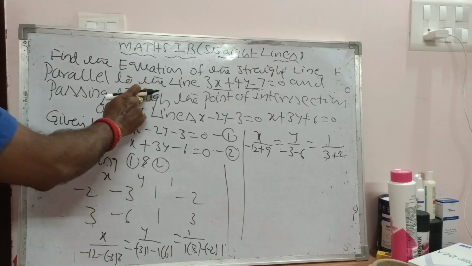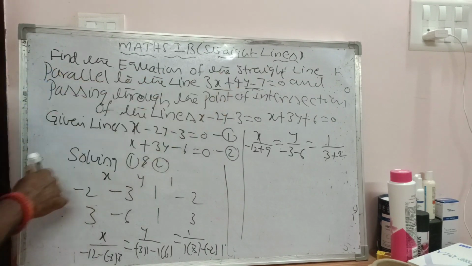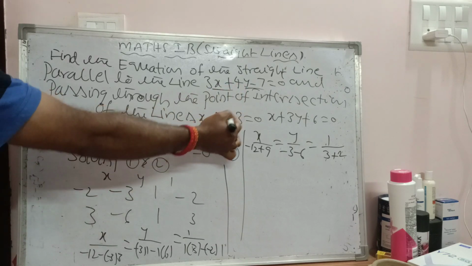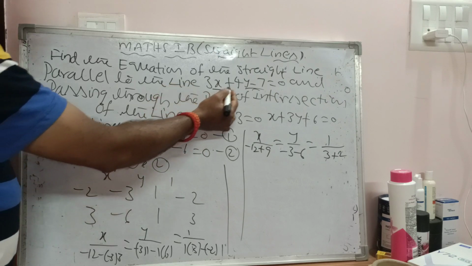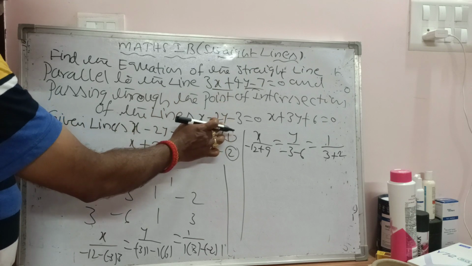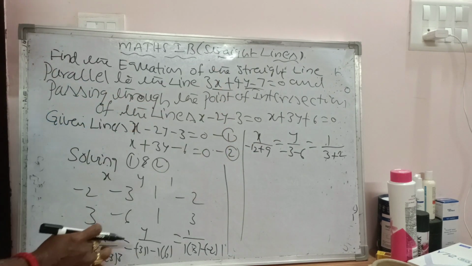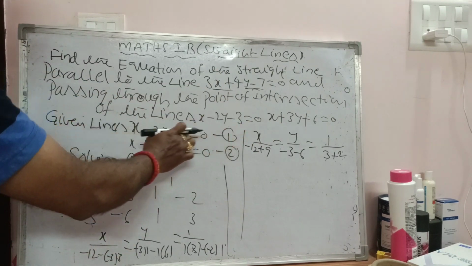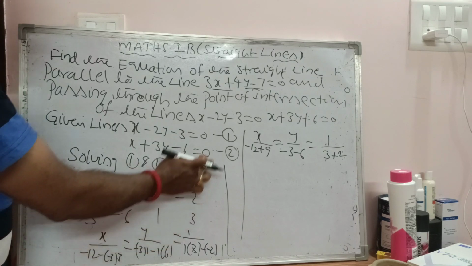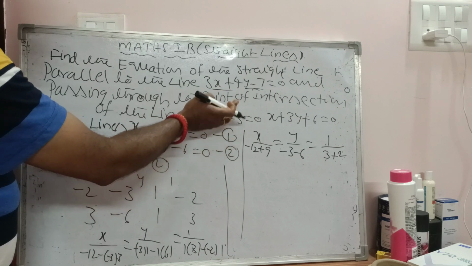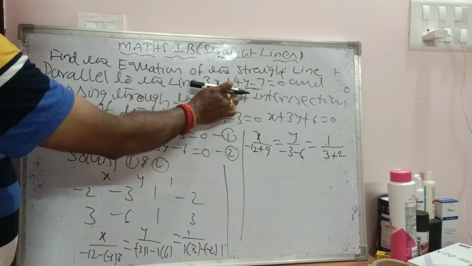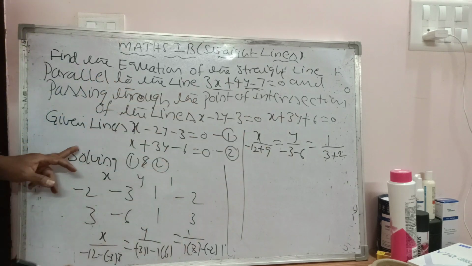Find the equation of a straight line parallel to the line 3x plus 4y minus 7 is equal to 0 and passing through the point of intersection of these two lines. Therefore, the required line should be parallel to 3x plus 4y minus 7 is equal to 0 and it is passing through this point of intersection of these two lines. That means these two lines are to be solved to get the point of intersection. Once we get the point of intersection, the required line is parallel to this one and passes through the point of intersection of these two lines.